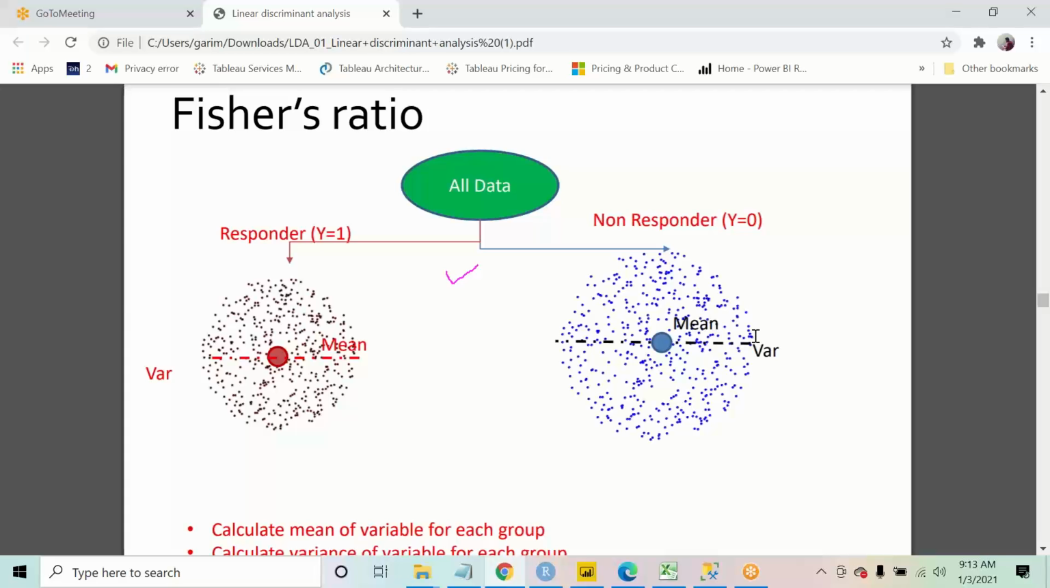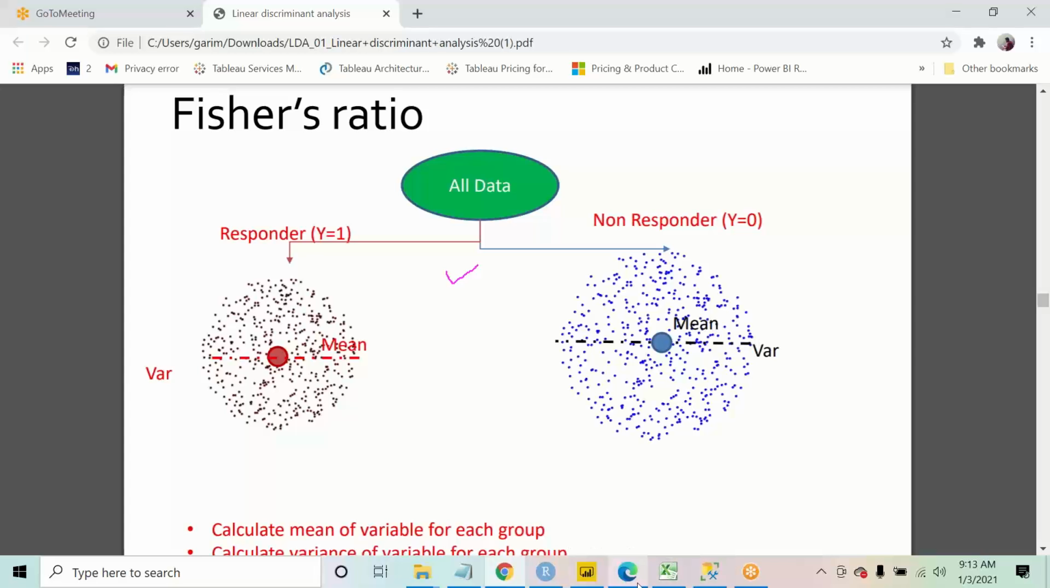So, in Fisher's ratio, please be clear on one thing: here we are not predicting. We are understanding the technique in order to understand which variable has higher importance and which variable has lower importance. So how we try to understand the technique is we divide the data into two parts, yes and no. So you will have two data sets with you.